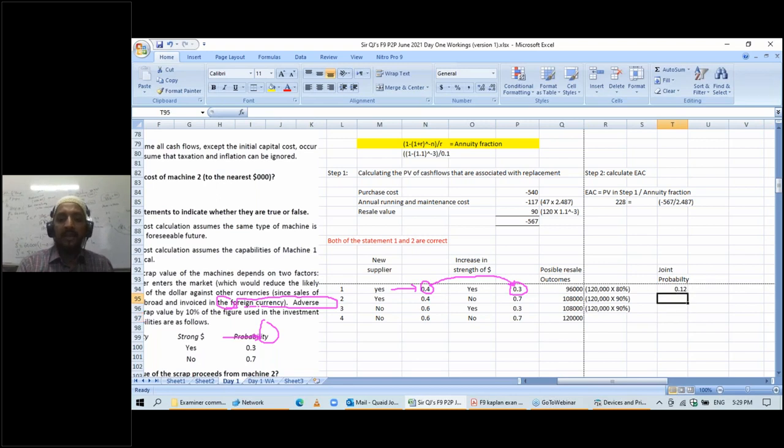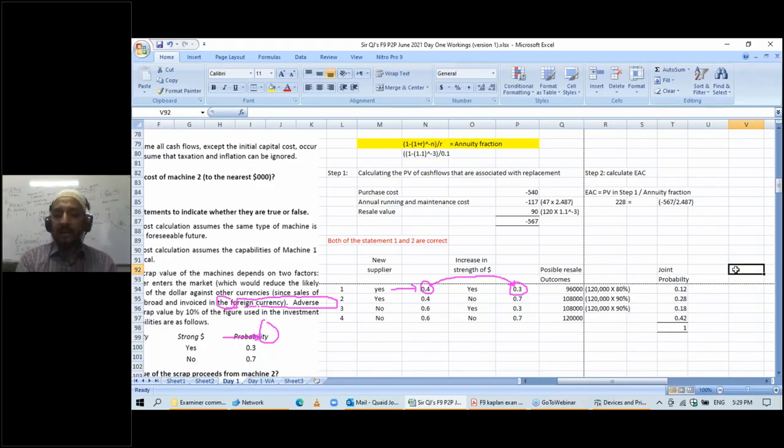Likewise, in the second case, multiply 0.4 with 0.7. This gives you 28%. And then 0.6 multiplied by 0.3 gives you 18%. And the fourth case, 0.6 into 0.7, gives you 42%. So the combined effect of all four should be 1. All the probabilities should sum up to 1, right?